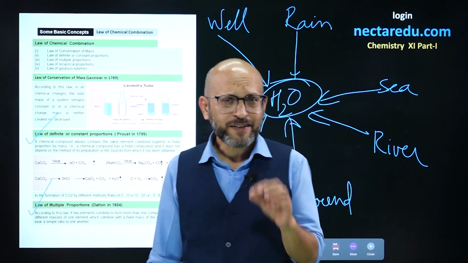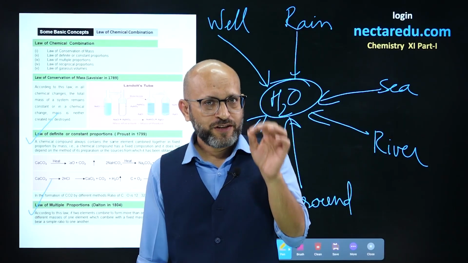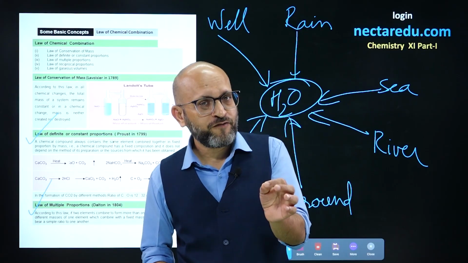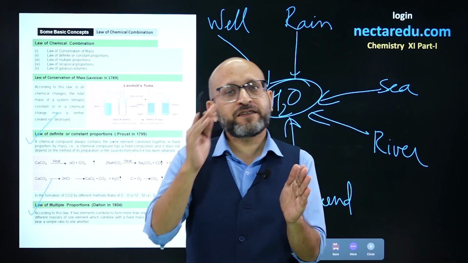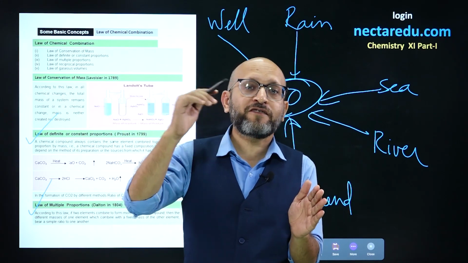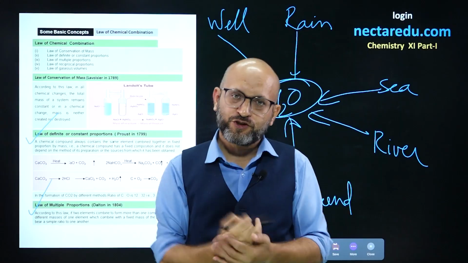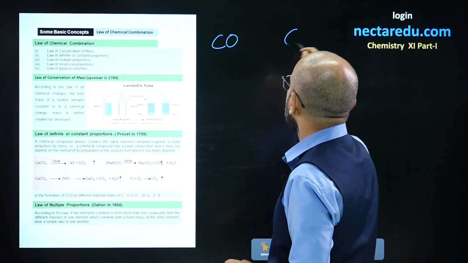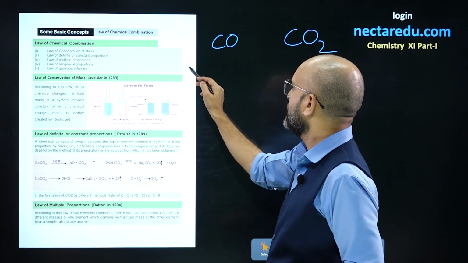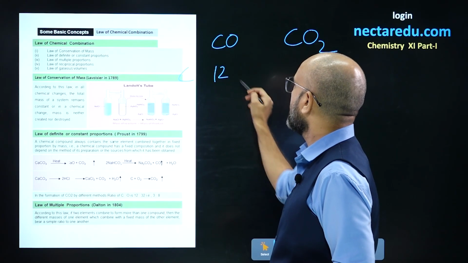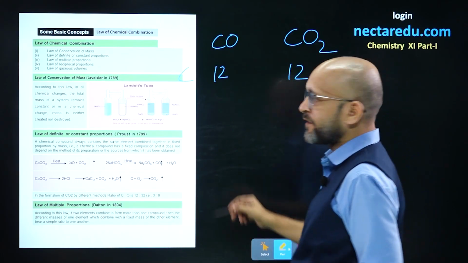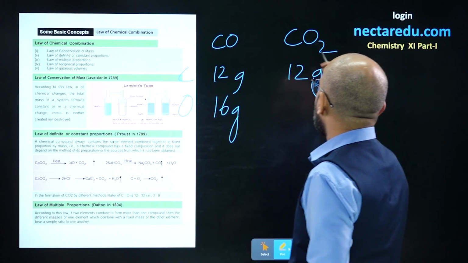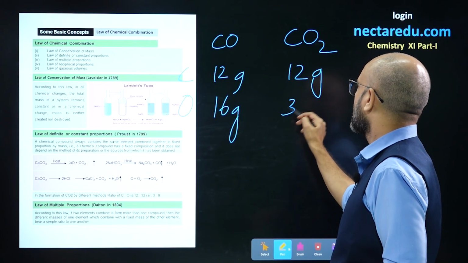What does it say? It says when two different elements combine to form different compounds, then a fixed mass of one element combines with definite masses of the other element, which will be in a simple whole number ratio. I'll take an example in front of you: CO and CO2. The mass of carbon in CO is 12 gram, and the mass of carbon in CO2 will be 12 gram. The mass of oxygen in CO is 16 gram, and the mass of oxygen in CO2 will be 32 gram.